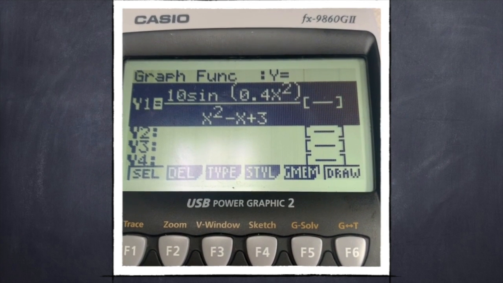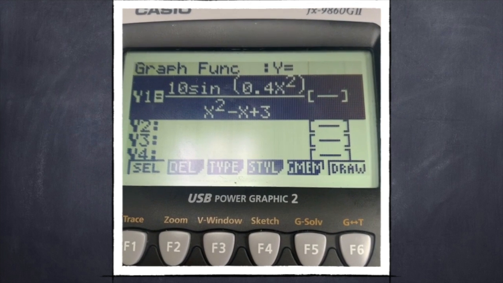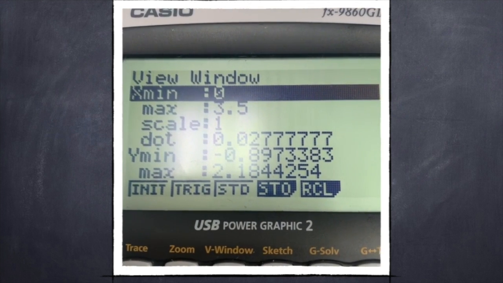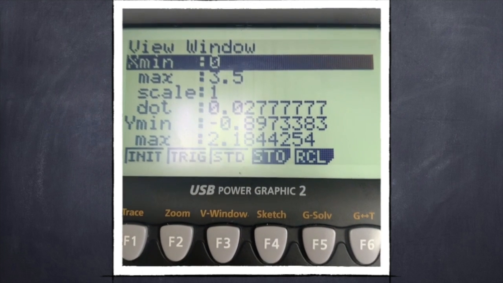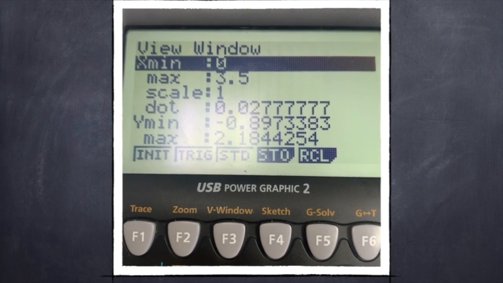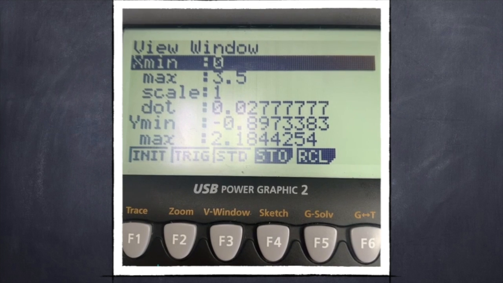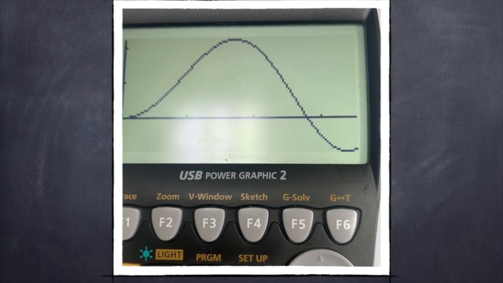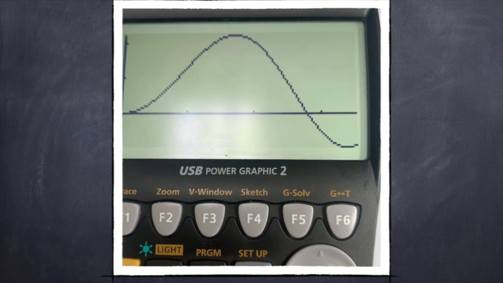The first thing I do is type in the function into y1 under my graph function. Next, I set my window from 0 to 3.5 because that's the time frame set forth in the example itself. That gives me a graph from 0 to 3.5 whenever I need it.